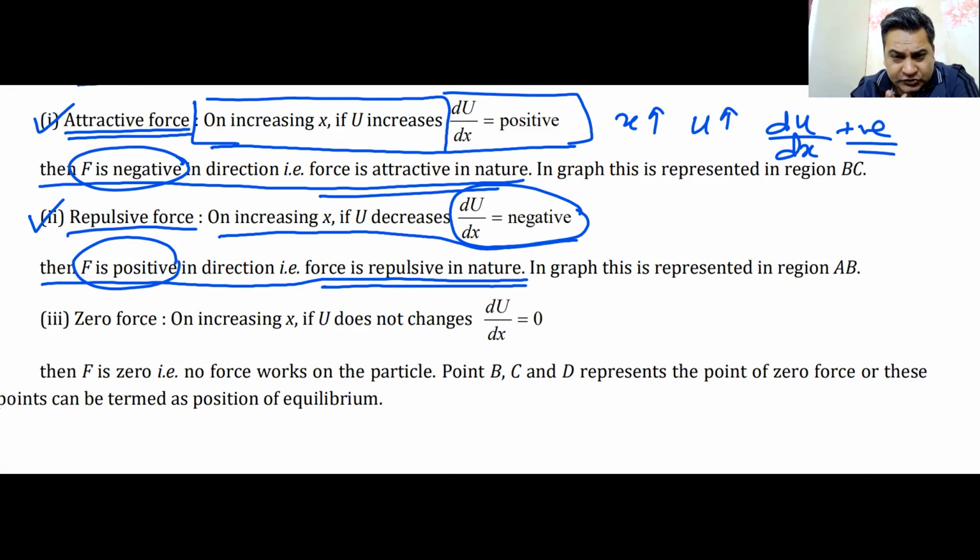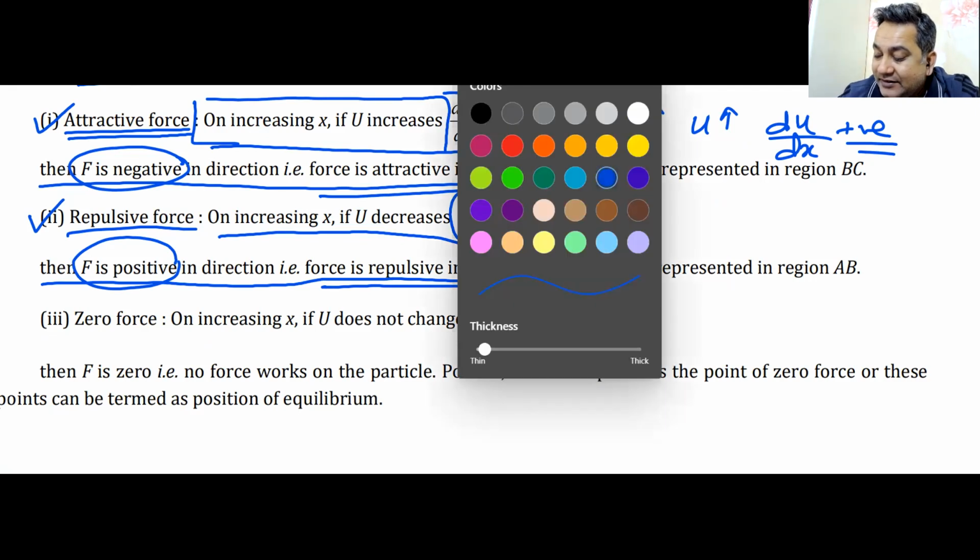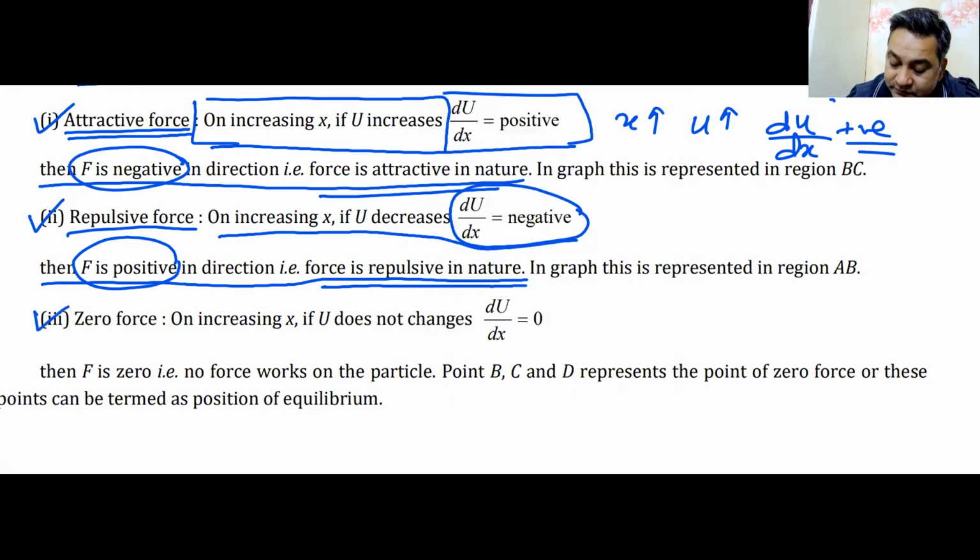If the force is not attractive, if the force is not repulsive, what could that be? Well, simply it could be that there is no force. If there is no force, it can't be attractive or repulsive. Zero force. When will the force be zero?